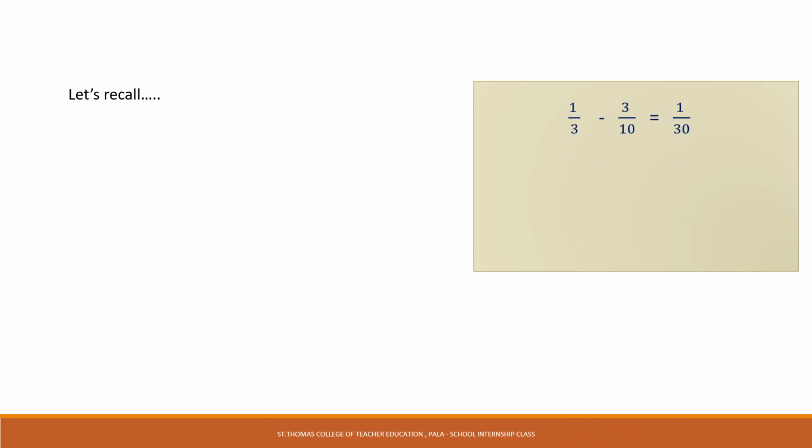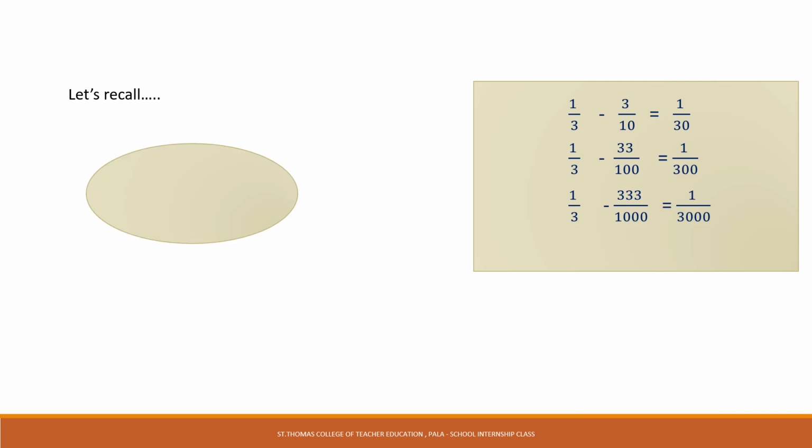In the last class, what have we studied? Yes, the decimal form of 1 by 3. How did we get the decimal form? By going through a few steps. And we got these equations at the end of each step, isn't it? By analyzing this, we found the decimal form of 1 by 3 as 0.333.